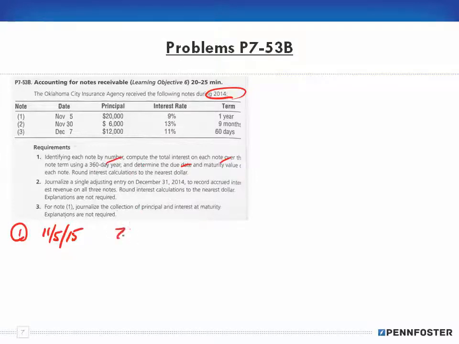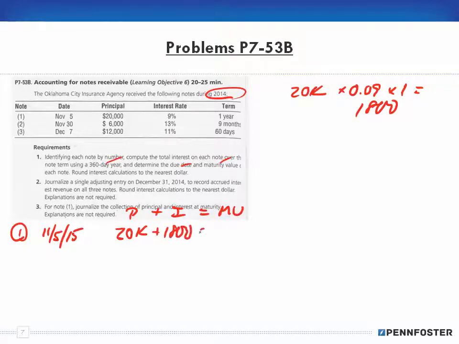Okay, so we have a principal of 20,000, and we're going to calculate the interest. Remember, principal plus interest is equal to maturity value. Our interest is 20,000 at 9% for 1 year. So 20,000 times 0.09 times 1 is $1,800 of interest. That means we have a maturity value of $21,800.